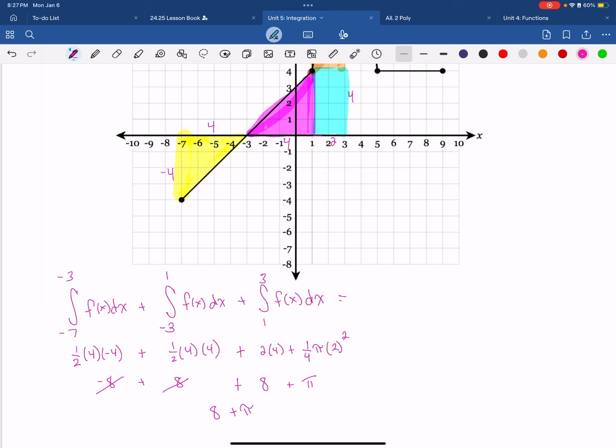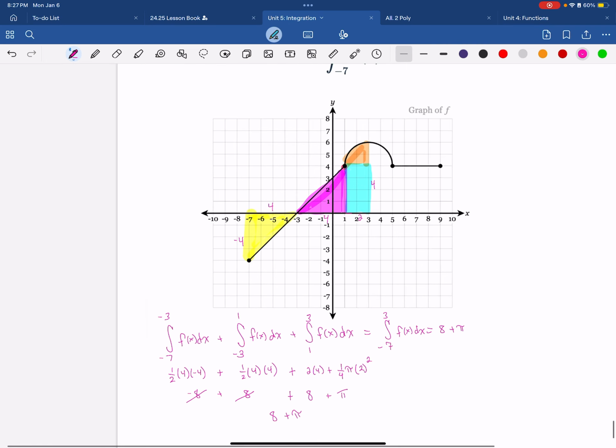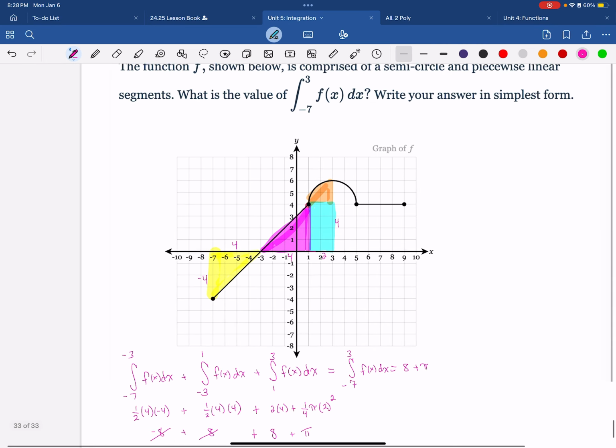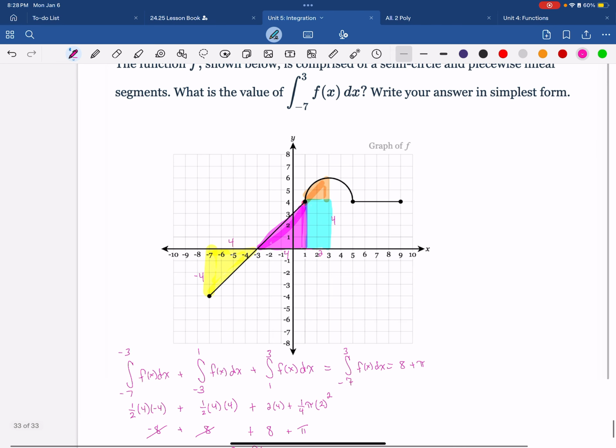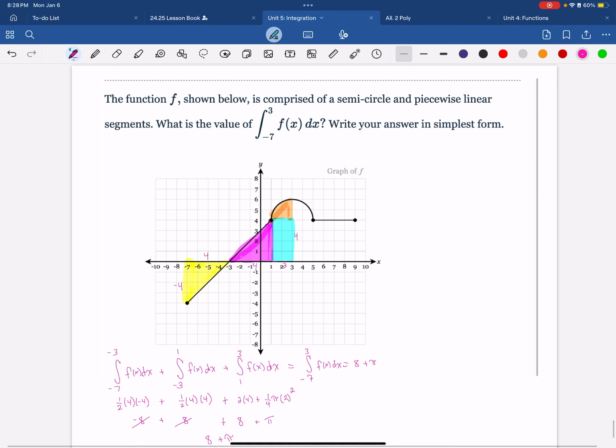So the area of this region, if I were to go from -7 until 3 of f of x dx, is 8 plus pi. And that's it. So you just have to make sure that you're breaking it up amongst the regions that it is asked. And then it's generally asking for the most exact answer. So that would be 8 plus pi.